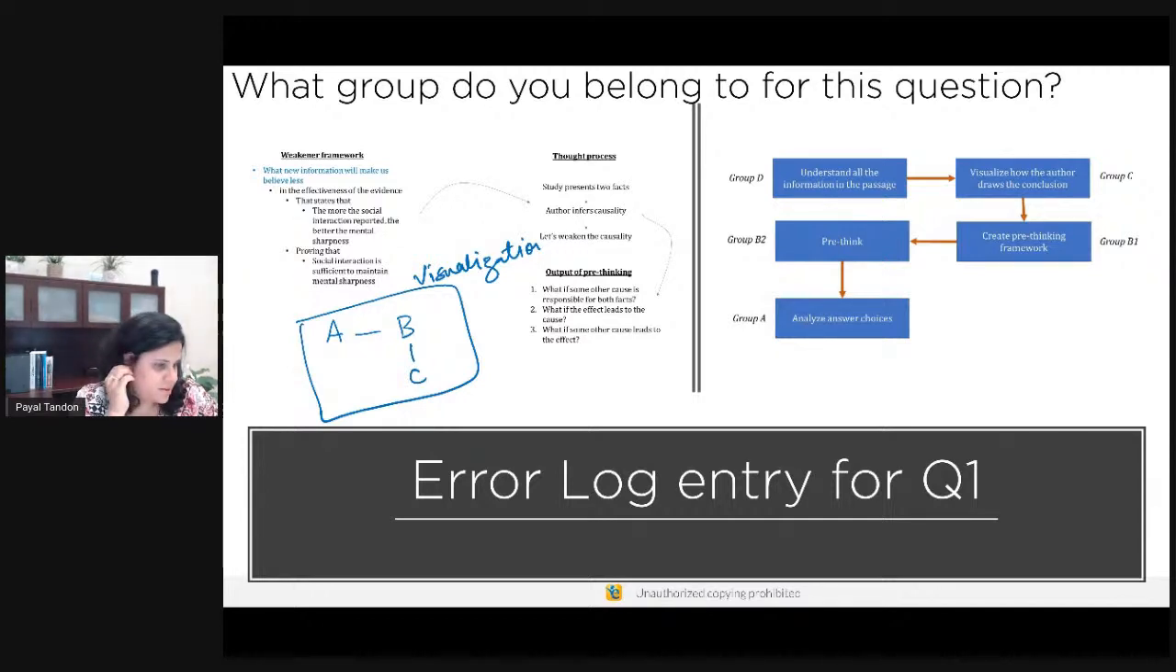Okay. 200%. Akash is 200% confident. Good. All right. So group A. All right. Good. Sounds good.